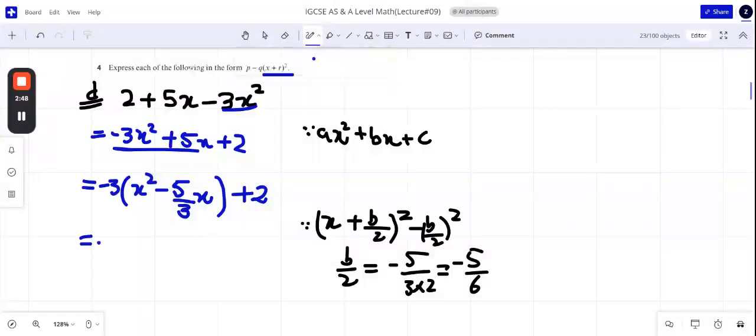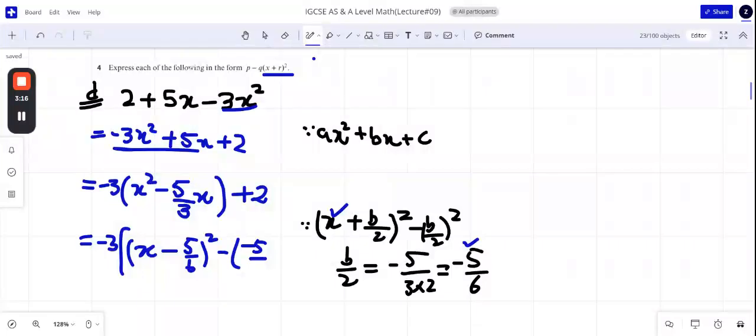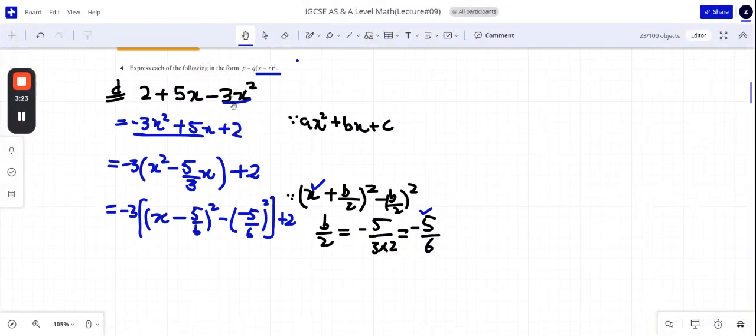Now minus 3 we will keep the same, then we put the bracket. After that in parentheses the x will always remain the same. Here plus minus makes minus because the b by 2 value is negative. So plus minus makes minus 5 by 6 whole square, and then minus b by 2 is minus 5 by 6 whole square. Then we close the bracket and write plus 2 the same.